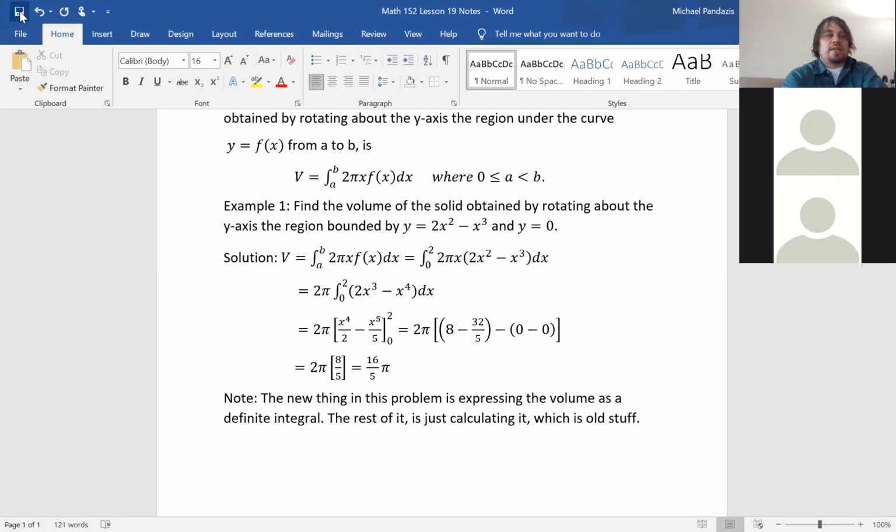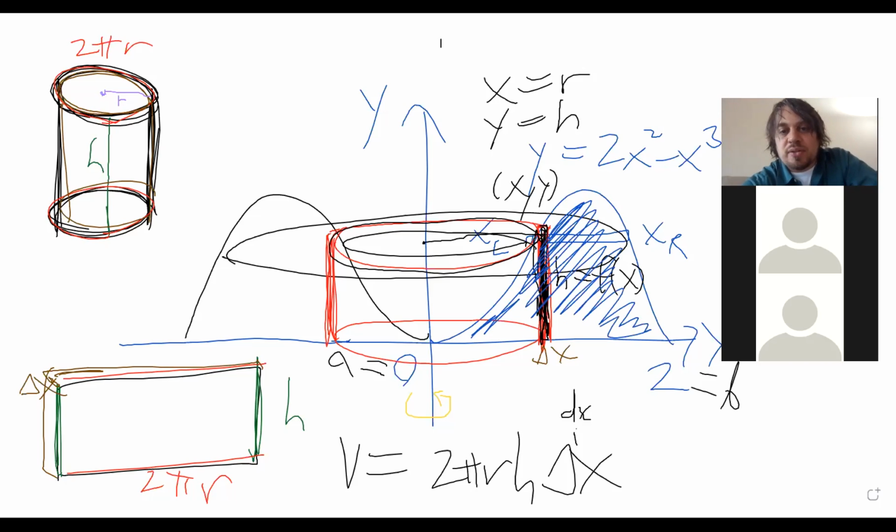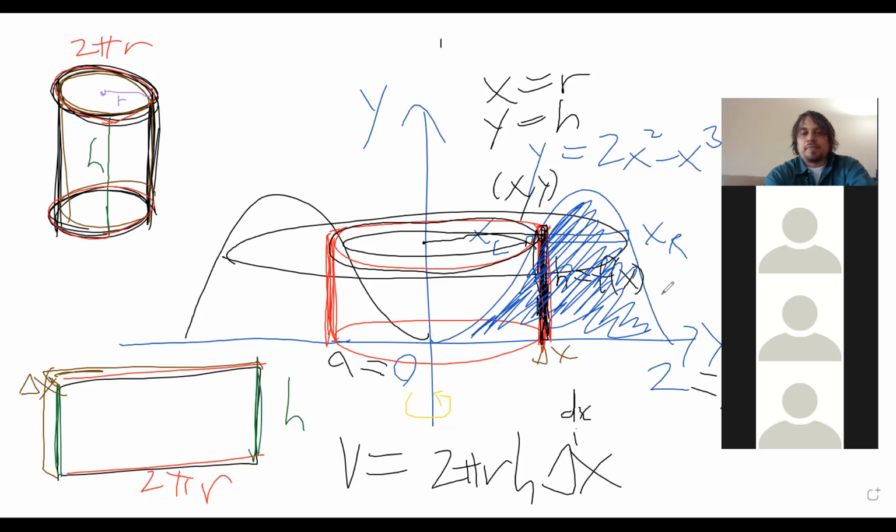Okay, and so now let me go here. The B is 2 because the region you originally think of, this region here, is the region bounded by the x-axis and y equals 2x squared minus x cubed. This is the region that you're rotating about the y-axis. And so that region starts at x equals 0 and ends at x equals 2. That makes sense? Wait, why does it end at x equals 2?